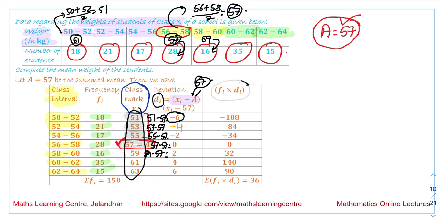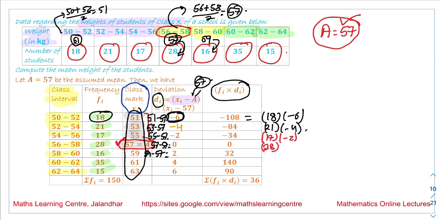Now the next step is to calculate fi into di. So the value of fi into di is 18 into minus 6. This is the value of fi, this is the value of di. Then it is 21 into minus 4. Then next it is 17 into minus 2. Then 28 into 0. Then 16 into 2. So these are the values that we have calculated by multiplying fi and di.